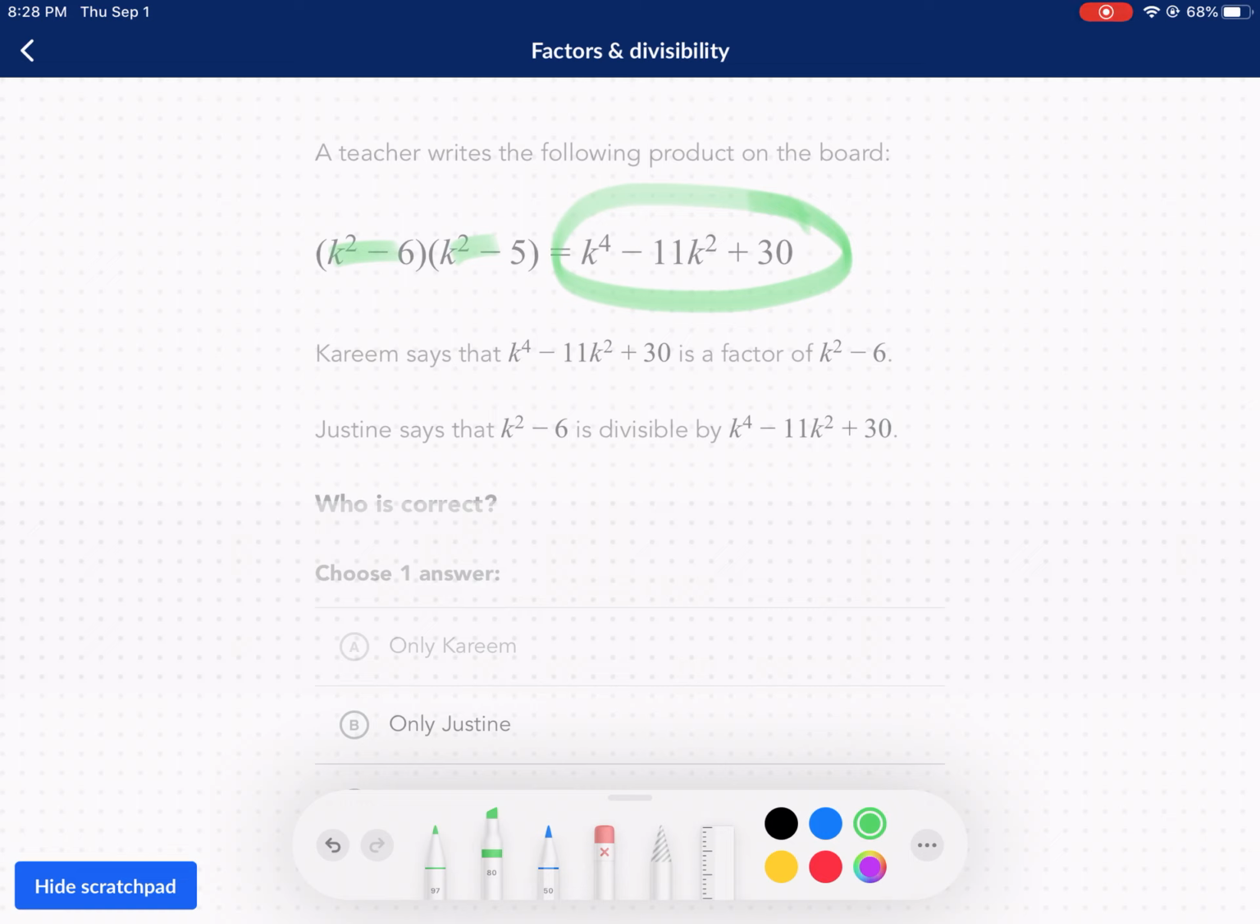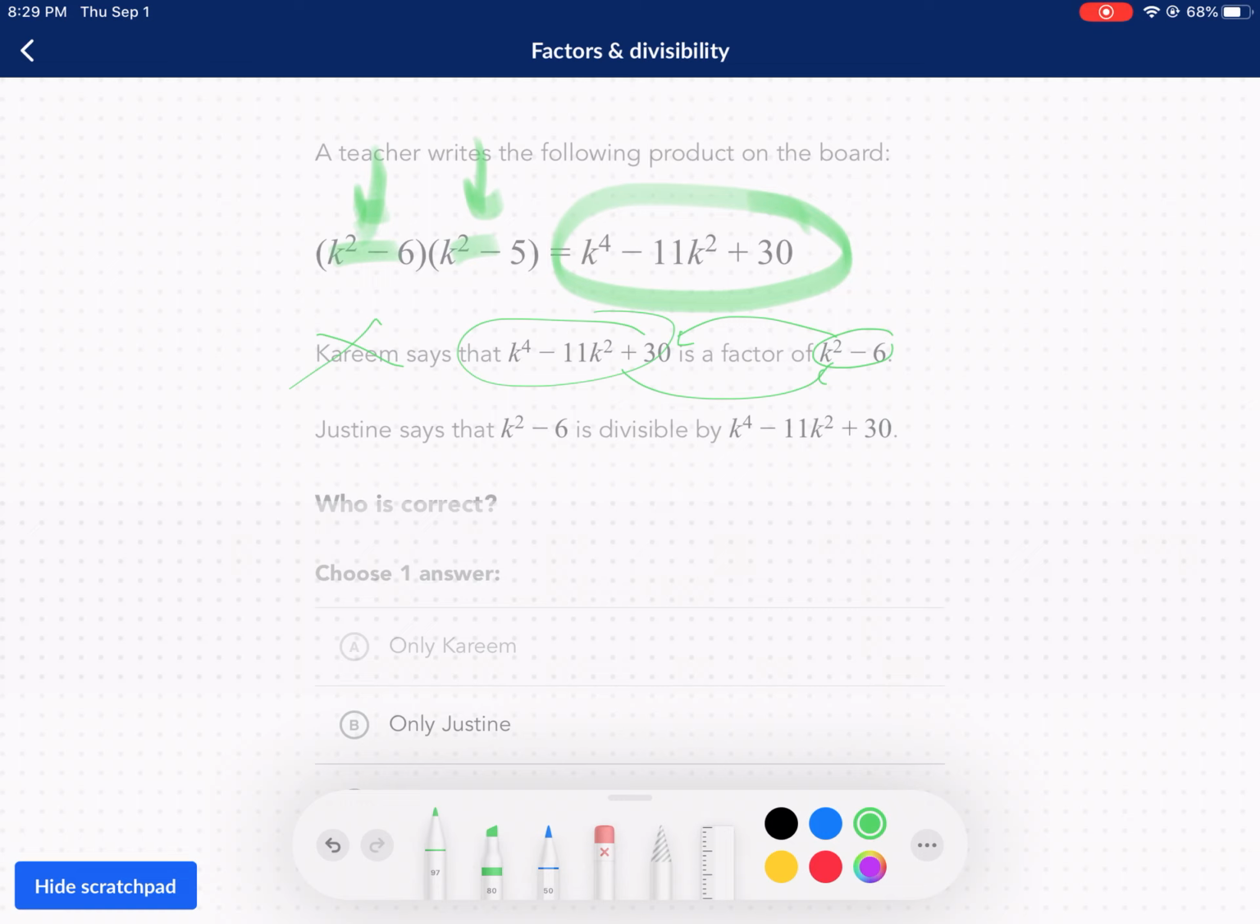Both of these individuals are wrong. Why? Because these smaller ones are a factor of the larger one, not the other way around, not the big one is a factor of the smaller one. We can't do k squared minus 6 divided by all that and have it not have a remainder. That's no good, so this one is out. Kareem is wrong. If we were to switch these, saying k squared minus 6 is a factor, that would be fine, but not the other way around. The big one is not a factor of the other one. The other smaller one is a factor. Smaller ones are the factors, and the bigger ones are the products.